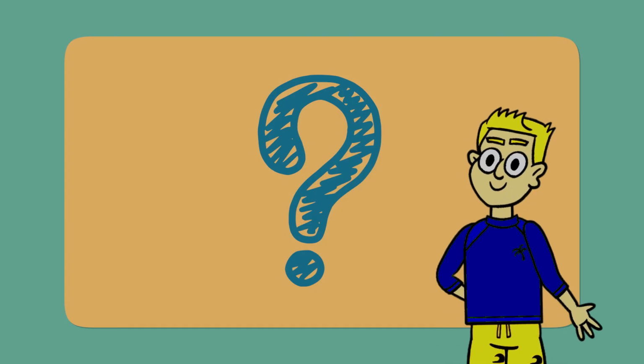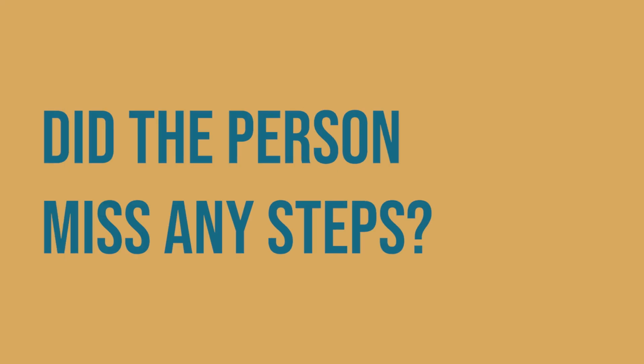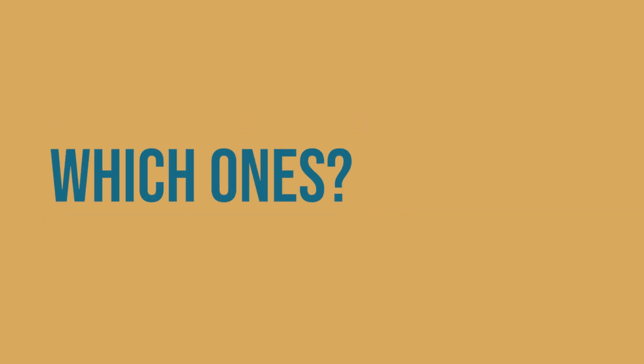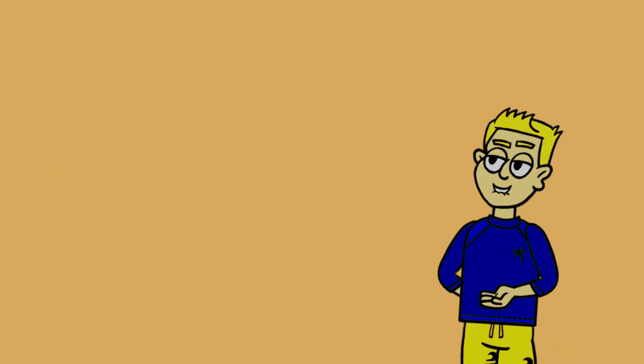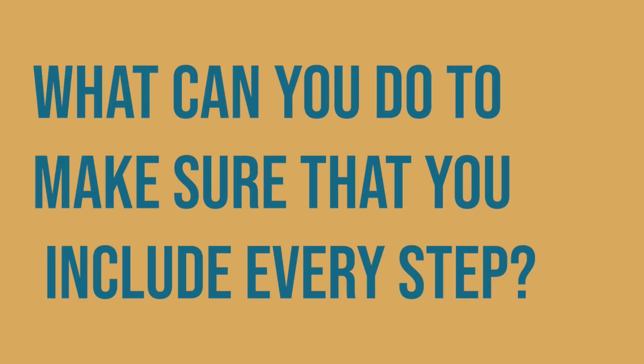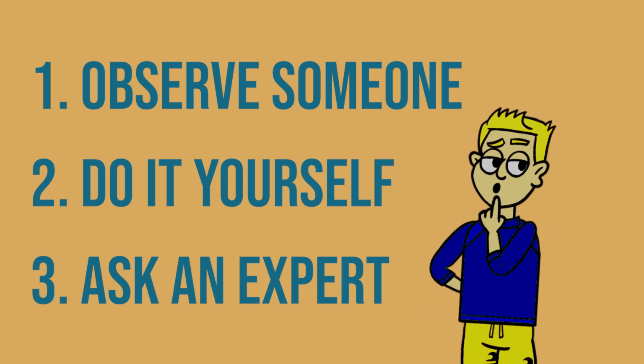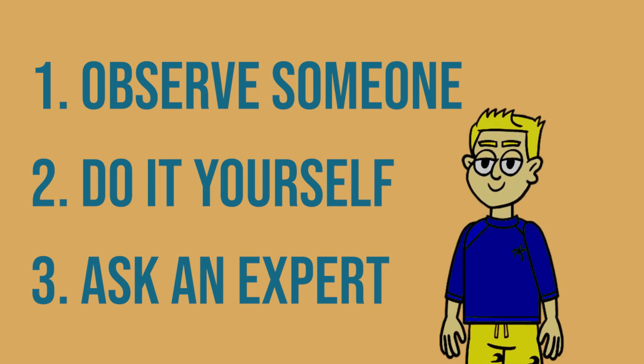What happened? Or should I say, what did not happen? Did the person miss any steps when he was writing them down? Which ones? Now, this was just a funny practice session to show you that sometimes a simple task is actually quite complicated. So what can you do to make sure that you include every step? Here are 3 evidence-based ways to task analyze activities of daily living. You don't need to do all 3 every time. Pick the one that fits with your reality.